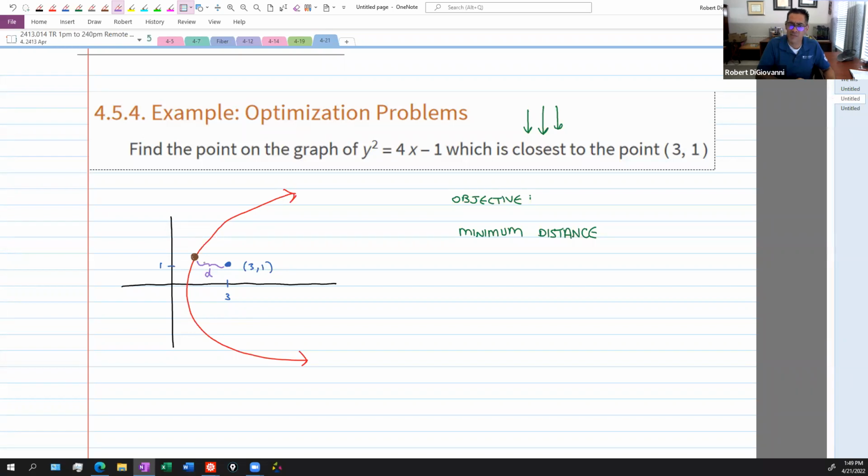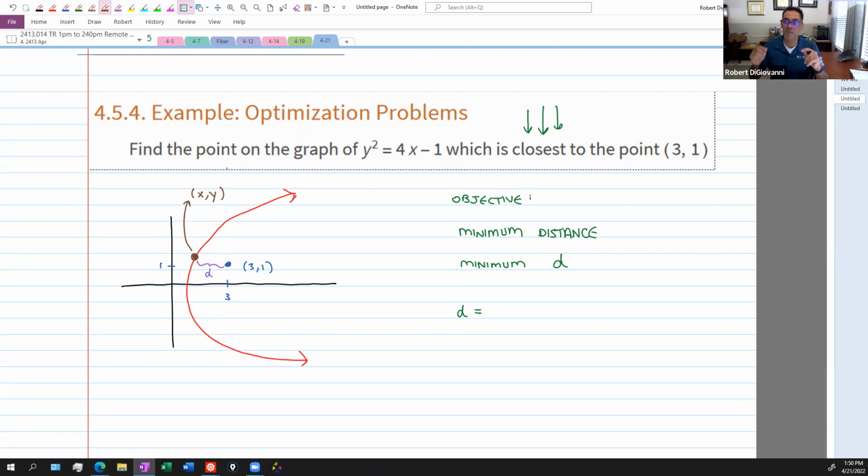Does that make sense? So let me update my objective. We want to find the minimum D, right? The minimum D possible. Well, what is D? D is the distance between these two points, right? So this point here that I drew that was arbitrary has some x coordinate and some y coordinate. I don't know what it is, right? But do you agree it has an x and a y?